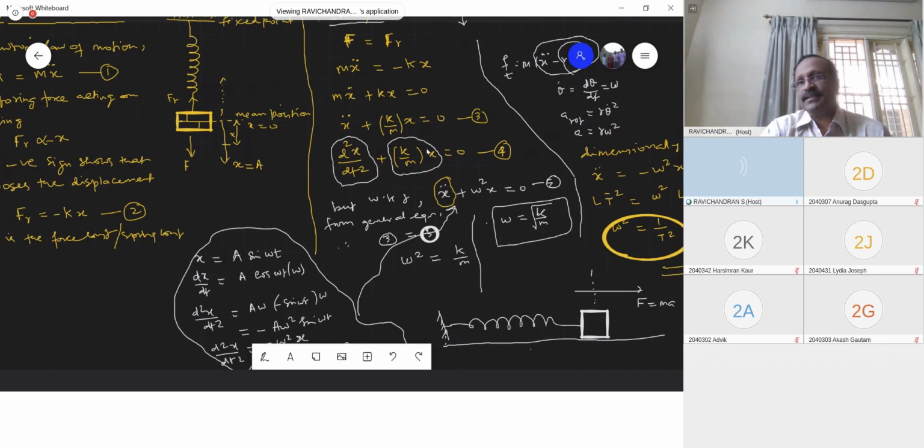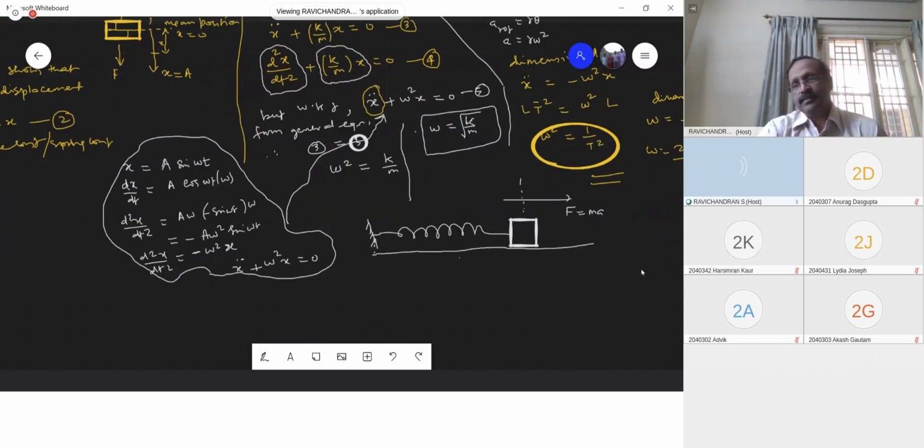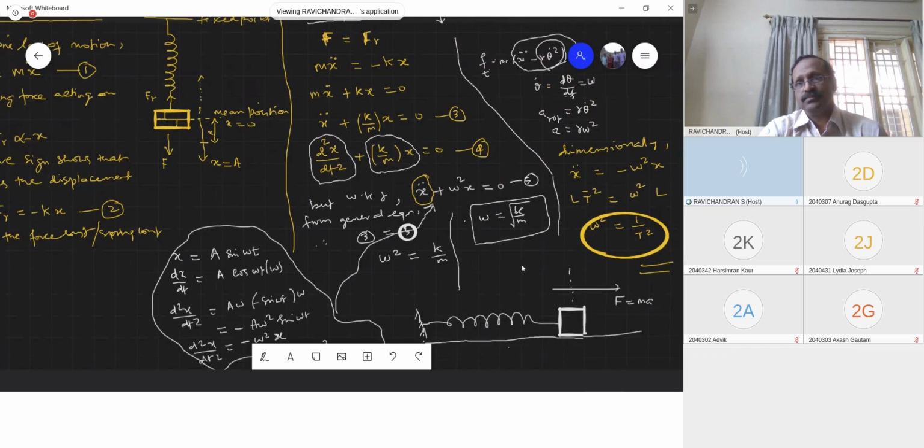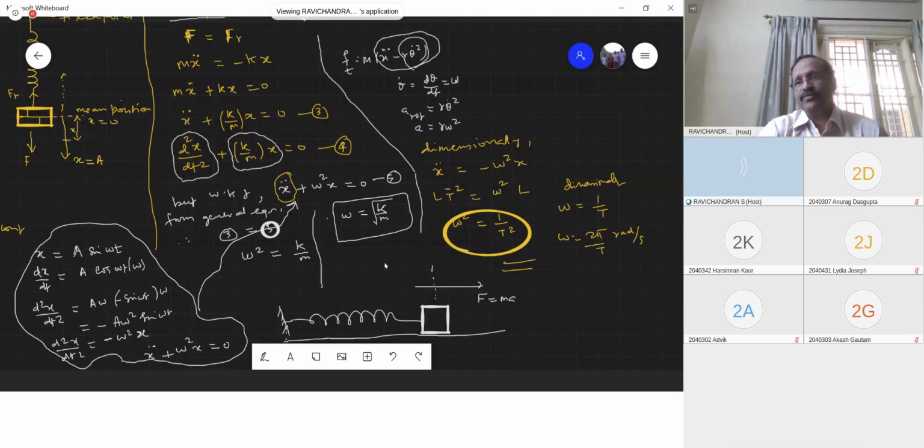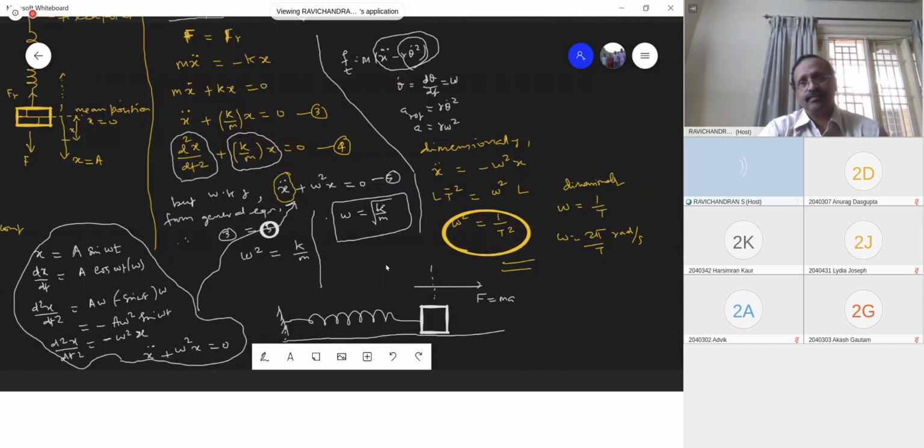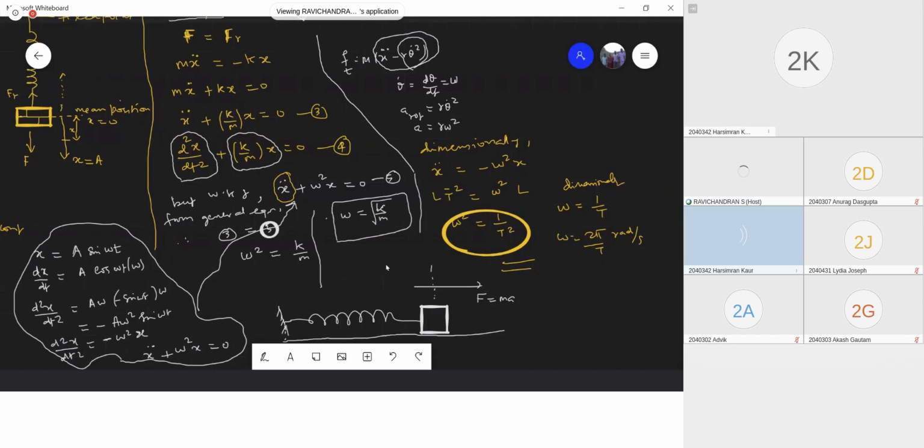Therefore, when I compare this and this, I get omega equal to root of k by m. This equation that I have got here, equations 3 and 5, can be called a differential equation, a second order differential equation. Any doubt? It can also be verified dimensionally. Shall I go to the next slide?